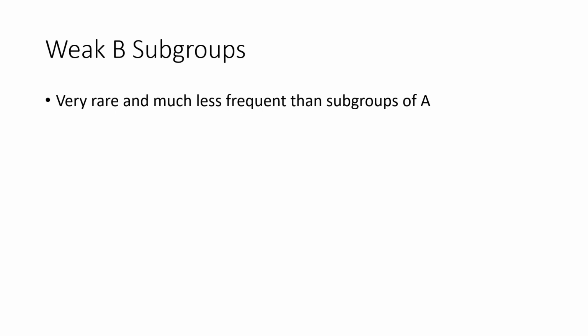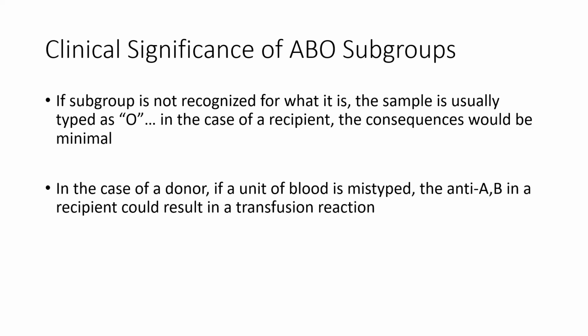Weak B subgroups are much rarer than those in group A. If a subgroup is not recognized for what it is, the sample is usually typed as O. If this was a recipient, this would not be a problem because they would just get type O and that would be compatible. In the case of a donor, if a unit of blood is mistyped, and so it would be A, but it would be labeled as O, the anti-A, B and A recipient could attach to these A antigens and cause a transfusion reaction.